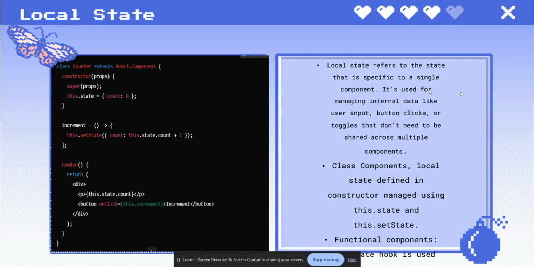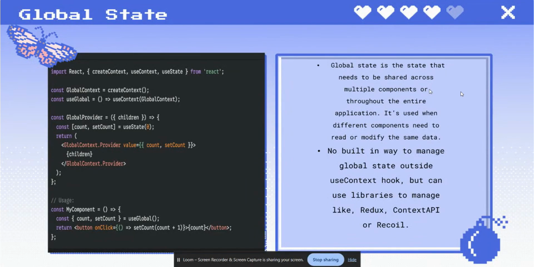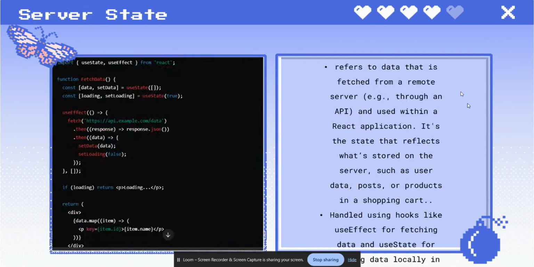So these are the types of local state. Like I said, local state refers to the state that is specific to a single component. It manages internal data like user input, button clicks, and toggles, and these do not have to be shared with all the components. So it's usually defined in the constructor using this.state and this.setState. Then global state. Global state is when data has to be common with multiple components, like themes or functions. So then you use third-party libraries such as Redux, Context API, or Recoil, or you can use the useContext hook, which helps you generate data based on whatever context it is. So this is a small code snippet for it.